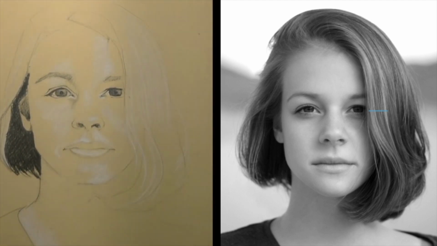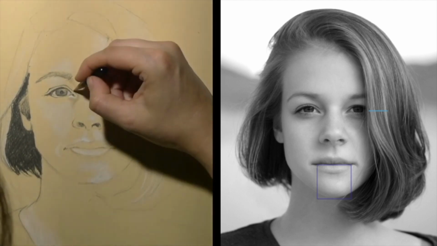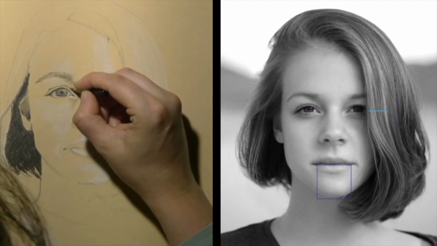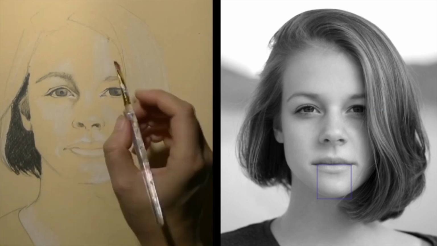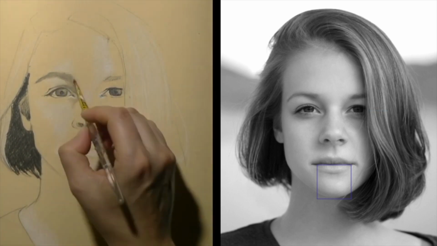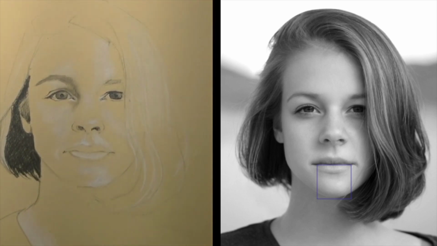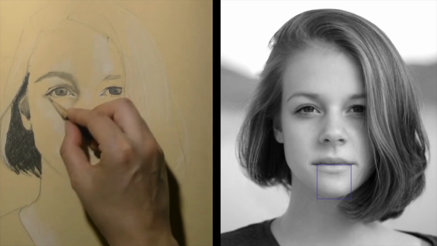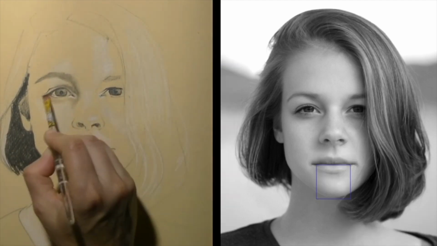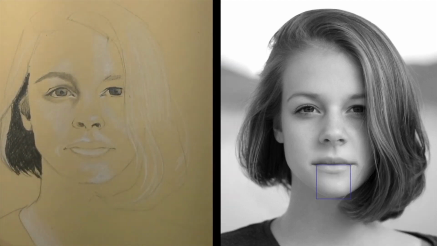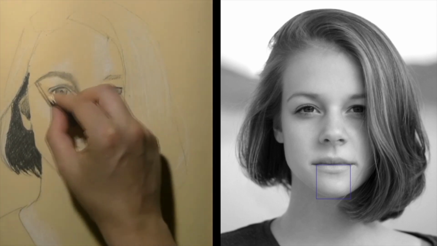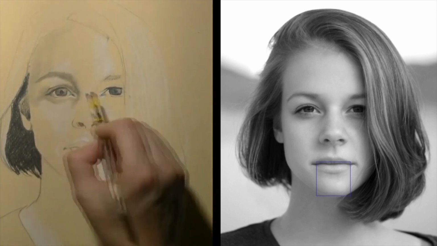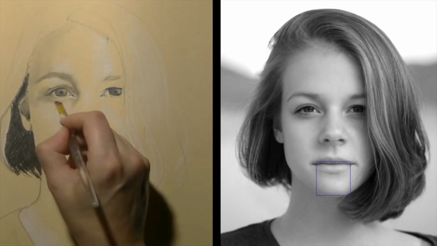Other things to think about is comparing. So putting things in basic shapes. For example, let's take this chin. From the center line, from the mouth opening to the bottom of the chin.